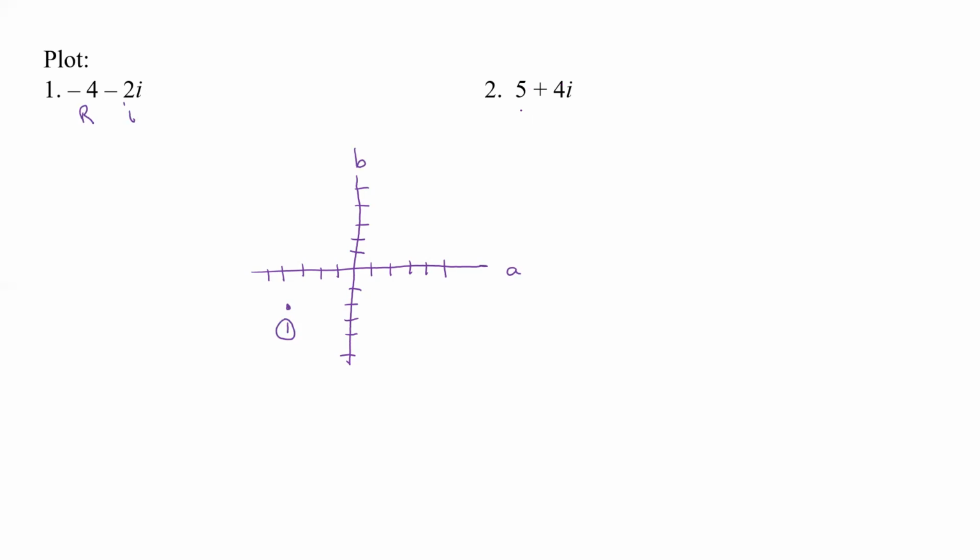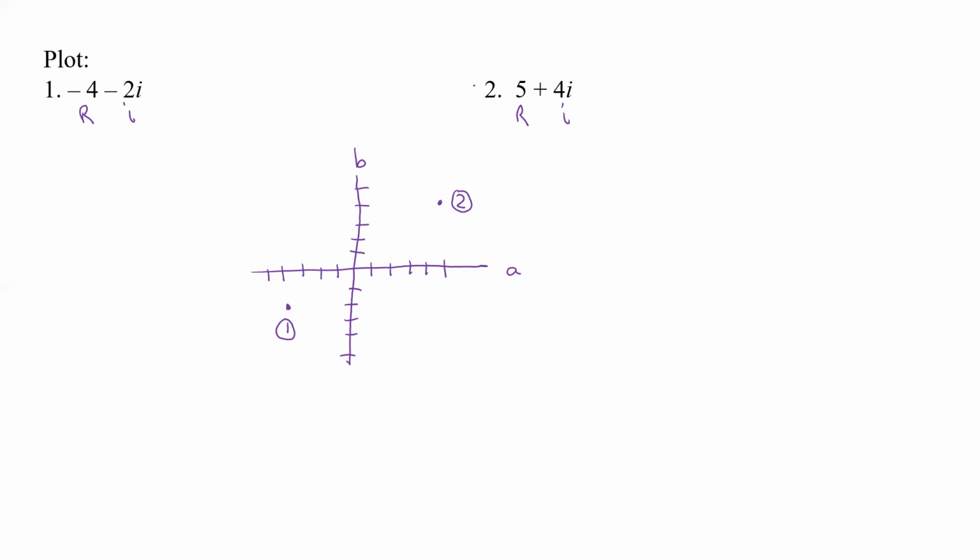What about this one? Well, here our real part is positive and our imaginary part is positive. So that means we're going to be up here in the first quadrant. So we'll go 1, 2, 3, 4, 5. Then we have to go up 4: 1, 2, 3, 4. And so that's going to be roughly there, and that's going to be our point 2.